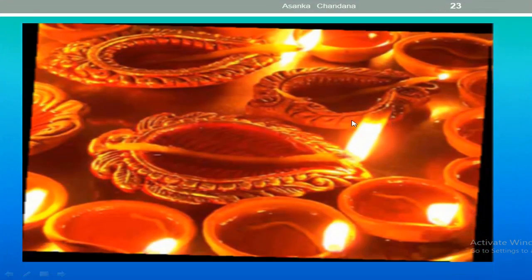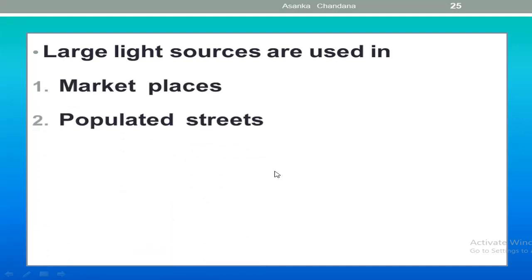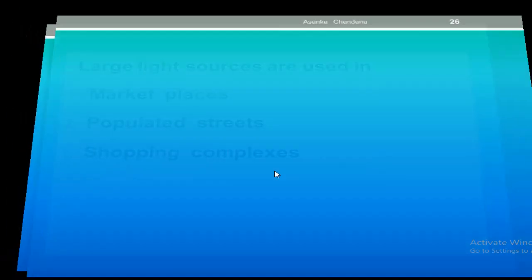Next one. This picture also represents some light. Here also illumination is produced by the light. Next one also, this picture represents illumination. Large light sources are used in marketplaces, populated streets, and shopping complexes.